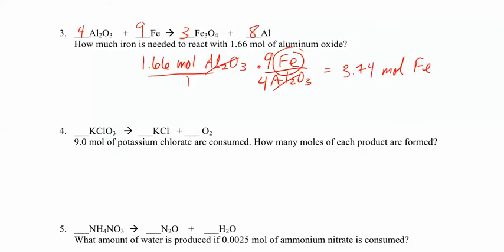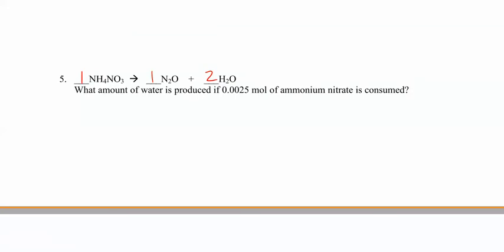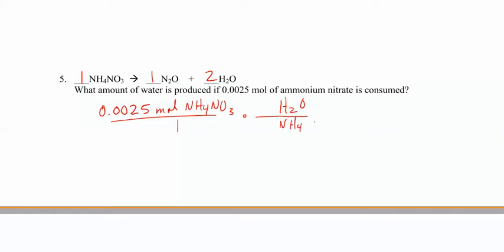Okay, let's look at one more. Okay, number 5, there's the balanced equation, and here is the calculation you're going to do. Again, I'm trying to figure out how much water is produced, so that goes on top. I have ammonium nitrate, so that goes on the bottom because I want to get rid of it unit-wise. It's a 2 to 1 ratio. Cancel out units. I'm left with moles of water, and the answer is quite simply 0.0050 moles of water. And you're done.